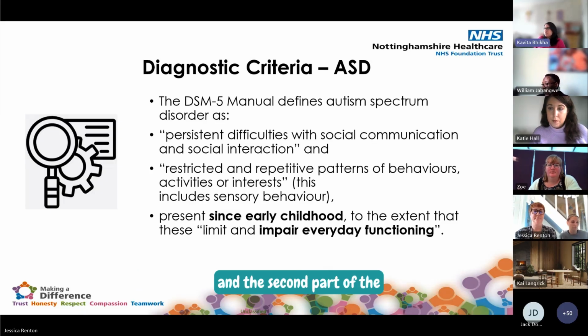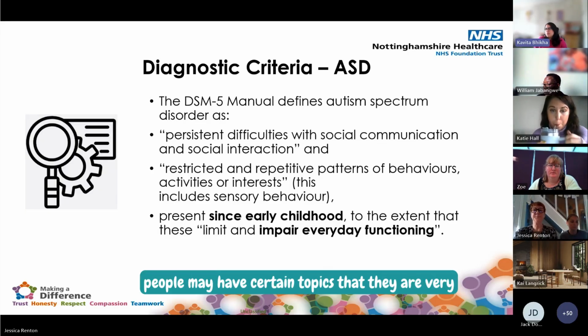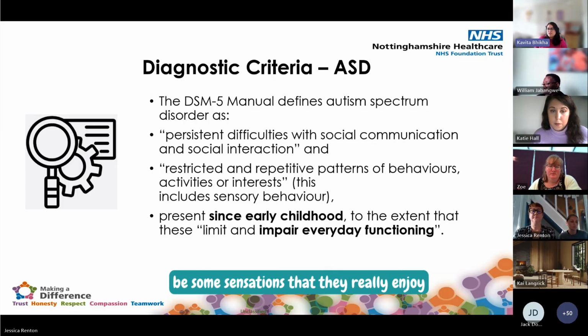The second part of the criteria is restricted and repetitive patterns of behaviour, activities or interest, and this includes sensory behaviour. So, for example, people may have certain topics that they are very interested in. They may find structure and certainty really helpful to them in managing their anxiety and their understanding. And sometimes in terms of sensory differences, there may be some sensations that they really enjoy, or the opposite. There may be certain sensations that they find really, really difficult to tolerate.